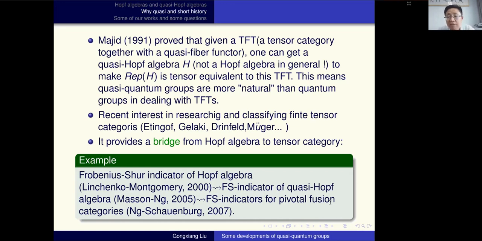You can find other examples. They tell us that quasi-Hopf algebras really provide a bridge from Hopf algebras to tensor categories. So from this point you can think that quasi-Hopf algebras should sometimes be useful. This provides our motivation, so we can spend some time researching quasi-Hopf algebras. Researching quasi-Hopf algebras does not waste our life.